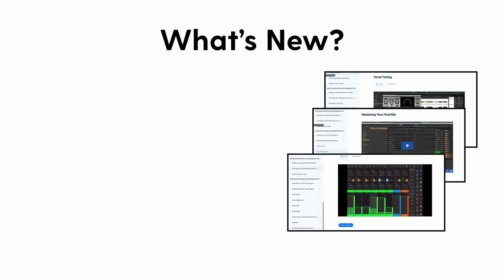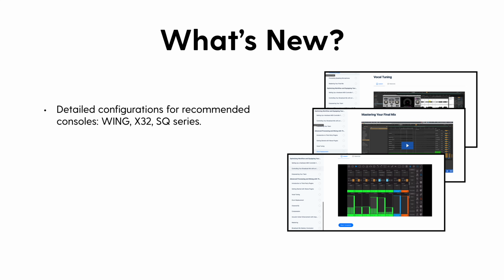So what's new with this training? What's new about version 2.0? Well, we're gonna update our configurations for connecting your DAW to consoles like the Wing, the X32, or the SQ series consoles. Again, these are our most favorite recommended consoles right now as of 2021. So we wanna make sure, as we're teaching people how to mix on these consoles for their front of house mix, we wanna make sure they can also optimize these consoles for their broadcast mix using this process.